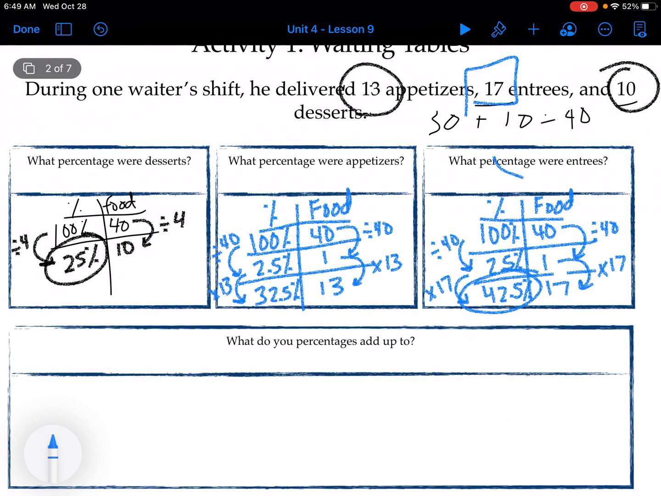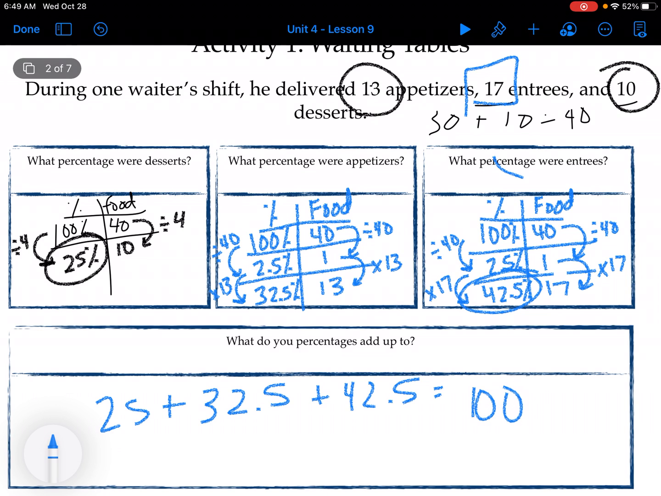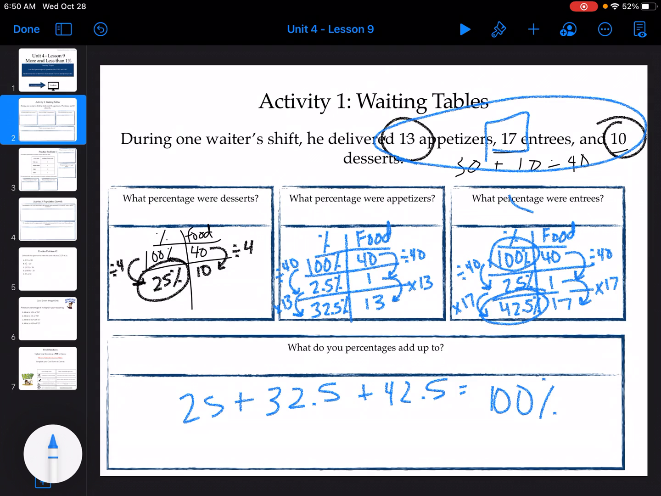Now they're asking, what do your percentages add up to? So I'm doing 25 plus 32.5 plus 42.5. When I add it up, I get 100%, which is what I started with. When I added these up, I got my total food items. So that's how I know I'm right.